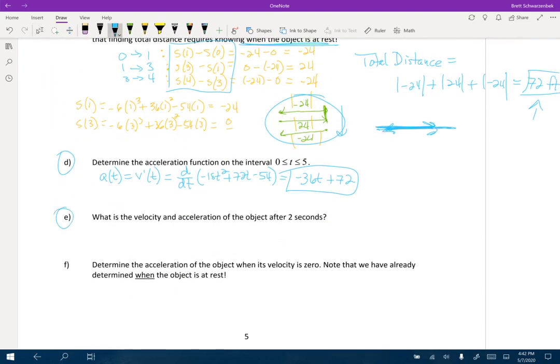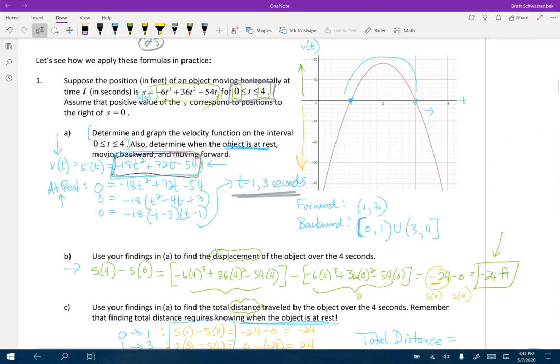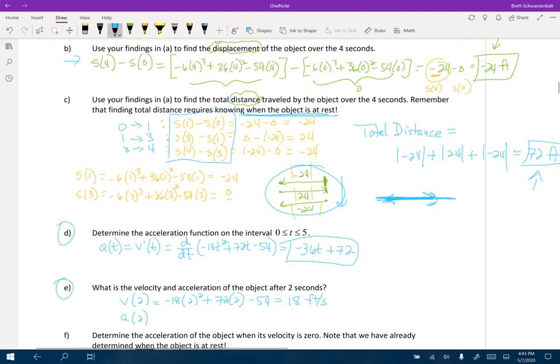They want to know what the velocity and acceleration of the object respectively are after 2 seconds. So we need v of 2 and we need a of 2. So what's v of 2? It's going to be negative 18 times 2 squared plus 72 times 2 minus 54, which is going to be 18 feet per second. So velocity is in feet per second. Remember, it's change of position over time.